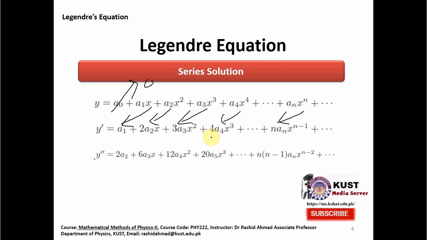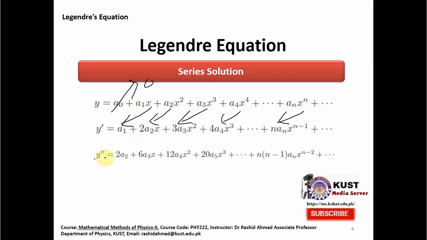Similarly, we can have the second derivative, that is, we now want to calculate up to the second derivative, because in the Legendre equation, as you have seen, it's a second order linear differential equation. So we had y double prime as well. So we would like to calculate the derivative of this series up to y double prime.